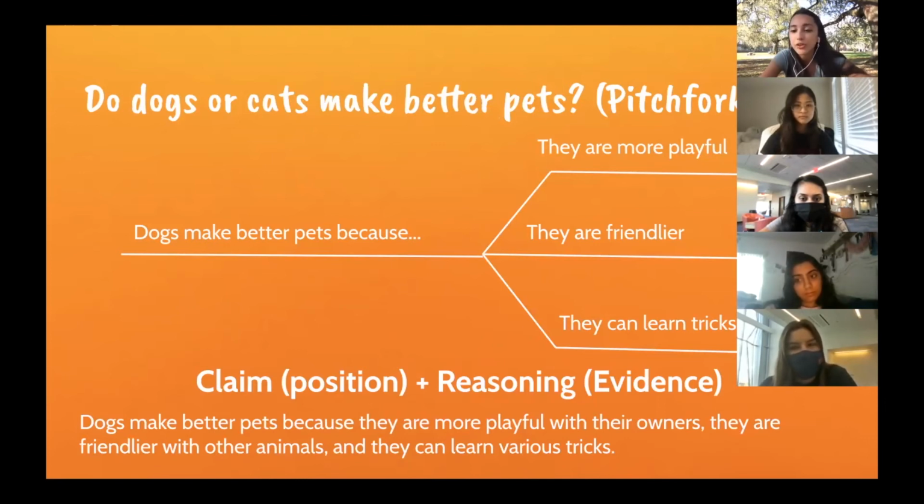So I have an example of a full thesis statement at the bottom of the slide here, where I elaborated a little bit on my evidence, but when it comes together, it's dogs make better pets because they're more playful with their owners, friendlier with other animals, and they can learn various tricks.